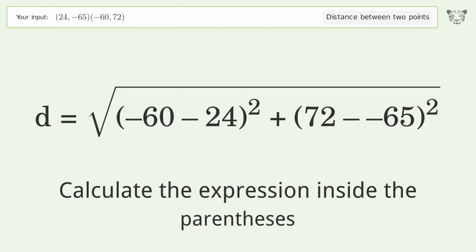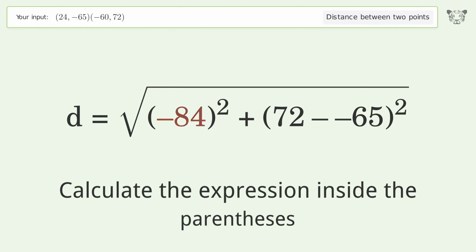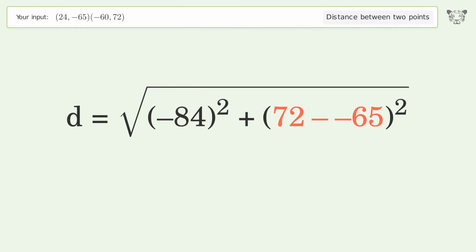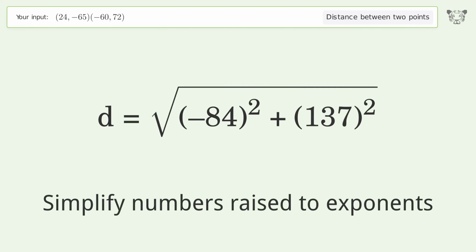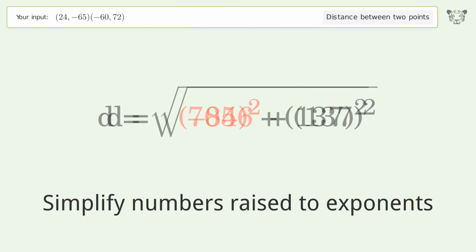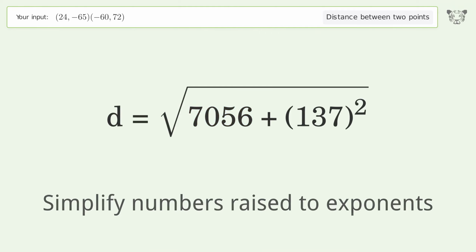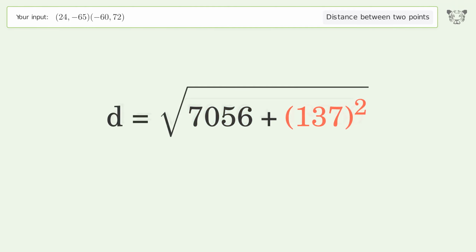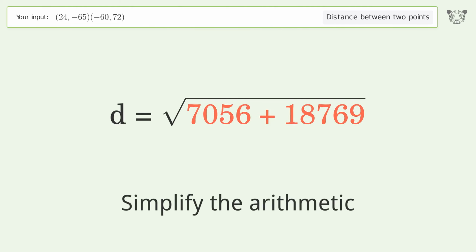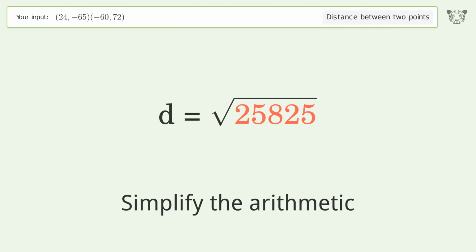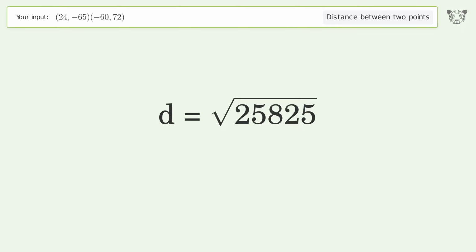Calculate the expression inside the parentheses. Simplify numbers raised to exponents. Simplify the arithmetic. And so the distance between the 2 points is the square root of 25,825 or 160.702.